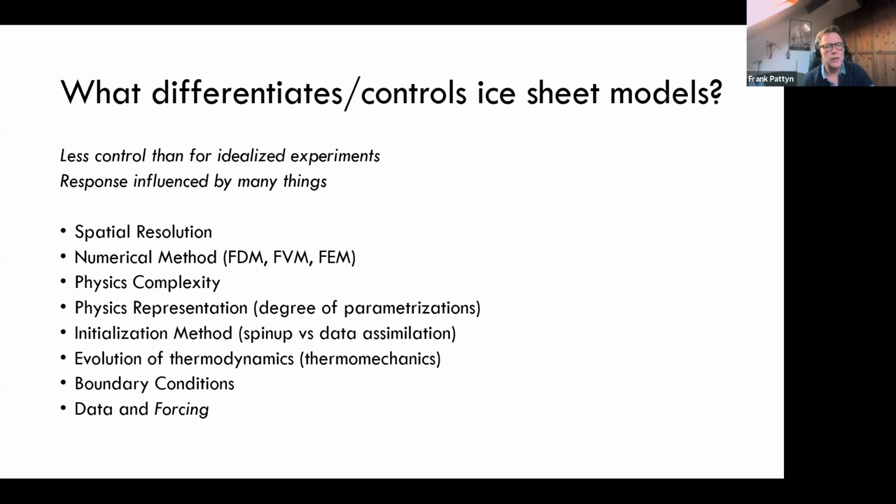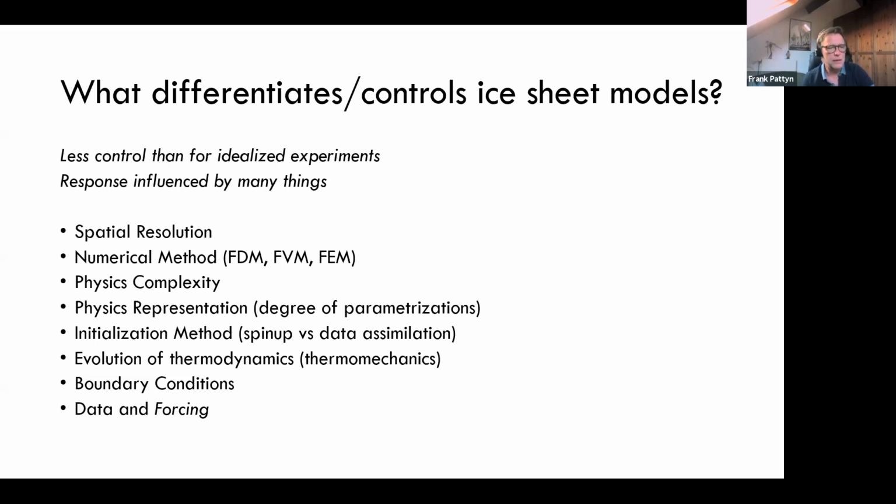But also you need to initialize a model. Most of the time, in these idealized cases, you start from a steady state because that is easy to work with. Here you need an initialization, either a steady state or a transient situation, and there are different methods to do so. It can be spin-up, it can be data assimilation, and as we will see, that makes a major difference. But there is also the evolution of thermodynamics, depending on the timescales you consider. There are the different boundary conditions, what you use as a sliding law, and what other fancy things are included in your model.